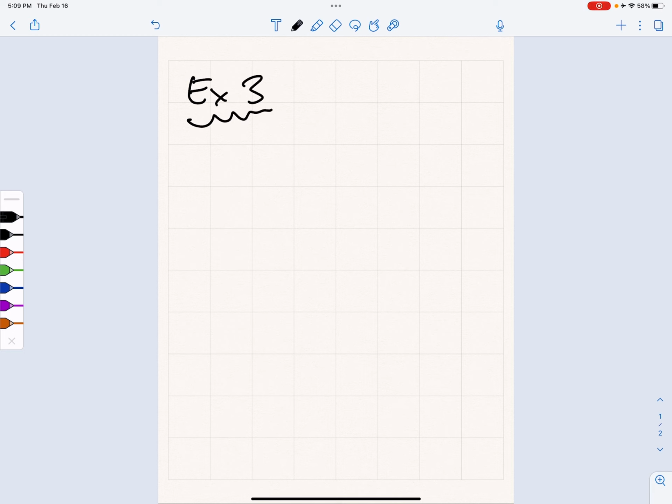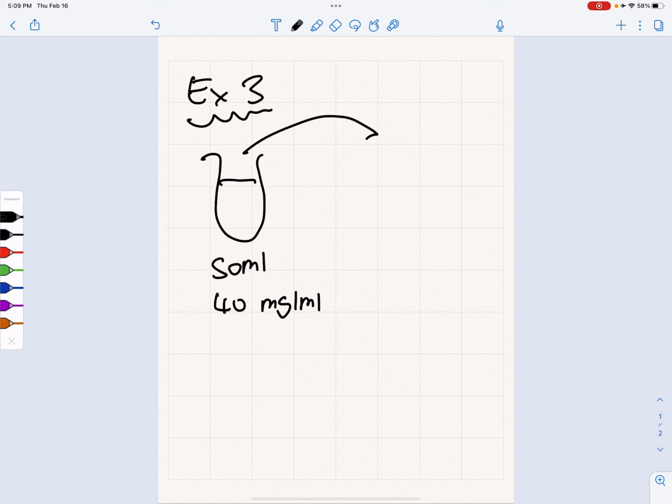So we have a solution. In this case, we're going to have 50 milliliters at a concentration of 40 milligrams per milliliter. And just through one dilution, we want to make this into a final volume of 10 milliliters and have a concentration of 4 milligrams per milliliter. So let me show you one way of doing this.